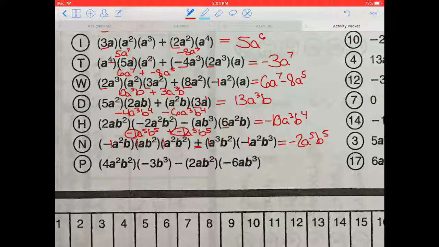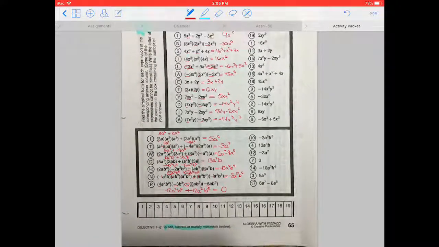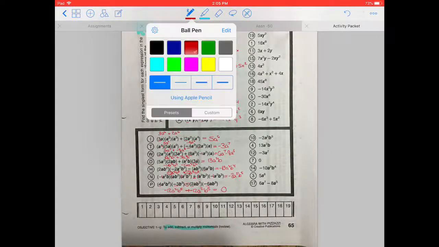Last one. 4 times negative 3 is negative 12. A squared, B to the 5th. 2 times negative 6 is negative 12. There was a subtraction sign, so we're going to have double negatives here. A squared, B to the 5th. So they are like terms, A squared, B to the 5th. Negative 12 plus 12, 0. Okay, so let's write this out.